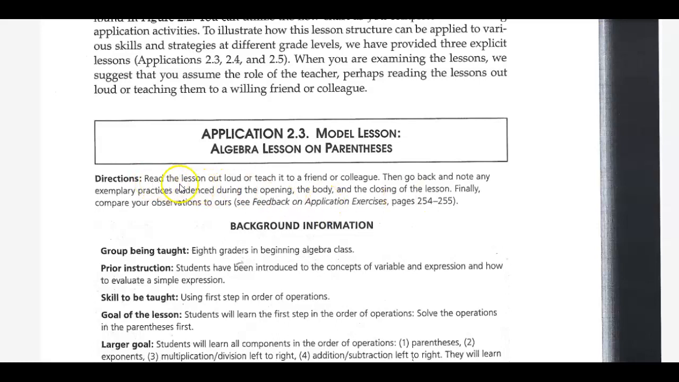So what you're going to do is read the lesson, ideally out loud, or teach it to a friend or colleague, or if you have your own children, or you have a dog, a stuffed animal, whatever. You don't really have to teach it to anybody. But I would like you to read it out loud because it makes you really pay attention to this lesson. Then I want you to go back and note any exemplary practices evidenced during the opening, the body, and the closing of the lesson. And really the directions should stop right there.